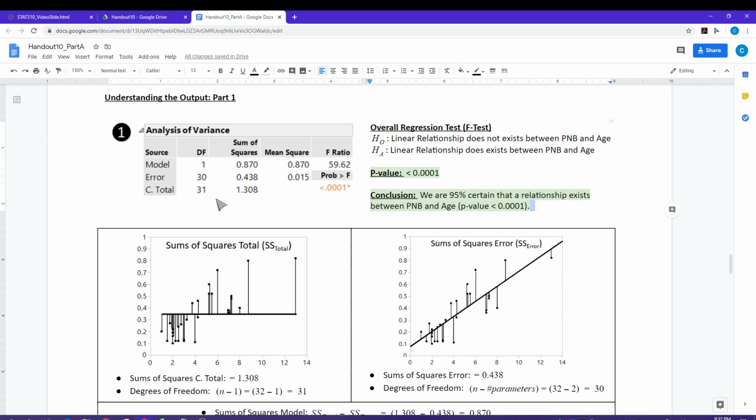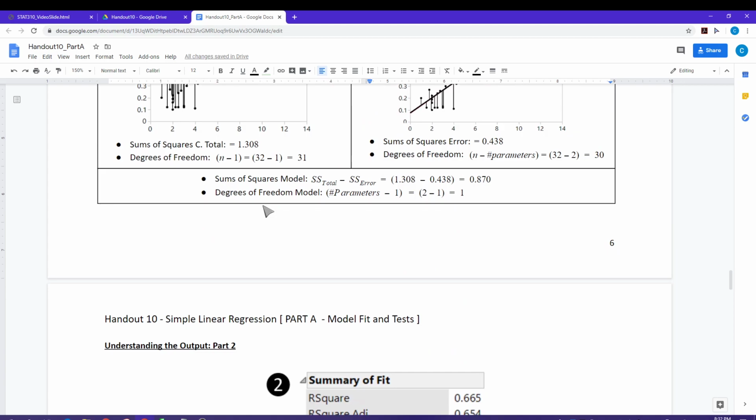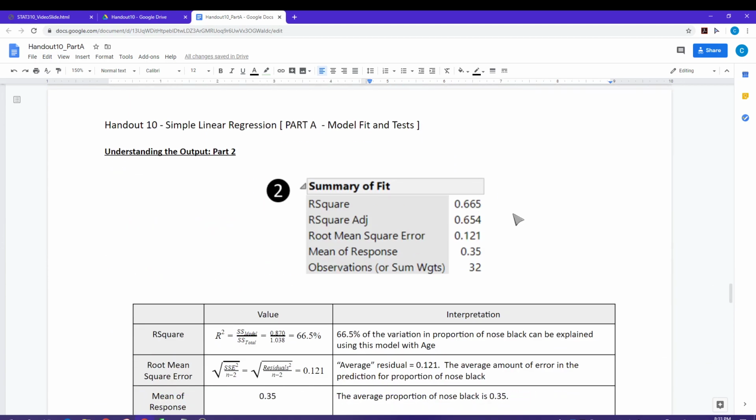How much sums of squares did I start with? 1.308. That ratio there, 0.87 divided by 1.308, is my R squared. So again, the sums of squares model is how much of the total sums of squares can be attributed to age. And that's 0.87 out of the total of 1.309. So that R squared is about 67% or so.